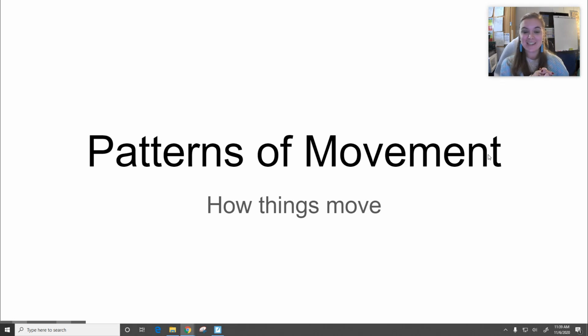Friends! So this week in science, we are going to be learning about patterns of movement, which means we're going to talk about how things move and the different ways that we can move.